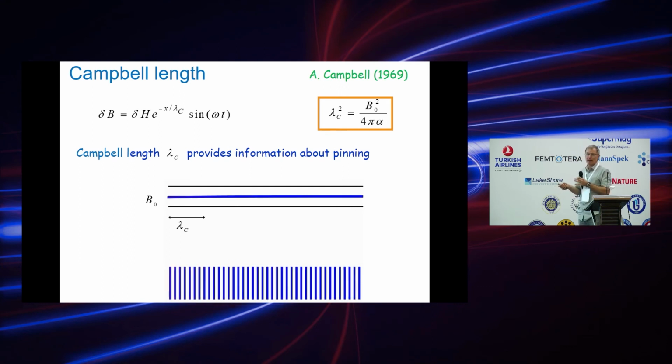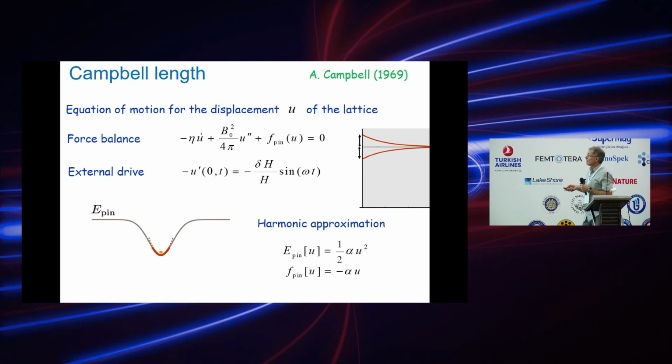So if the curvature is very large, then it costs you so much to displace the first vortex and the field doesn't penetrate. If the curvature is zero, then all the vortices go down. That's a bit simplistic approach.